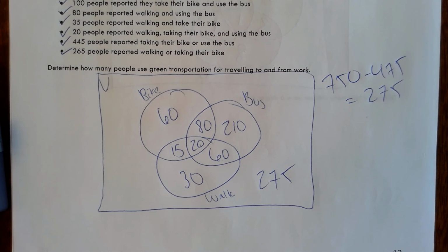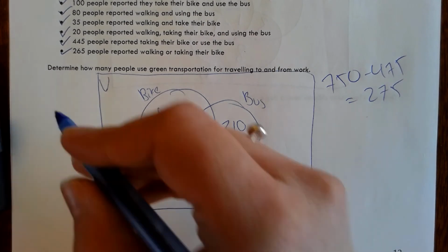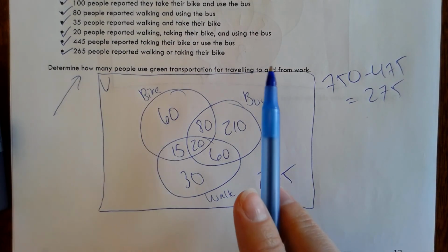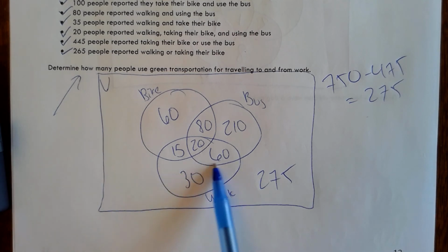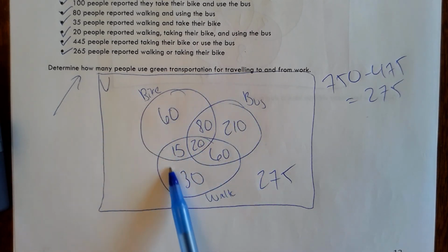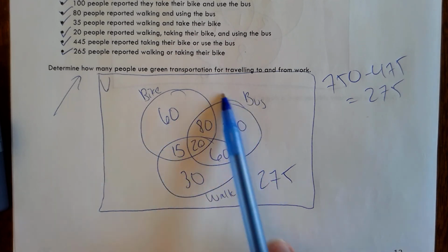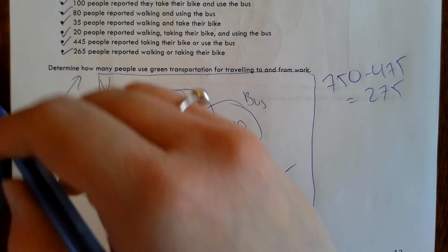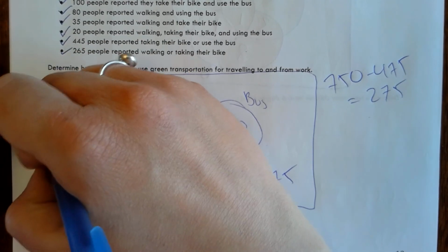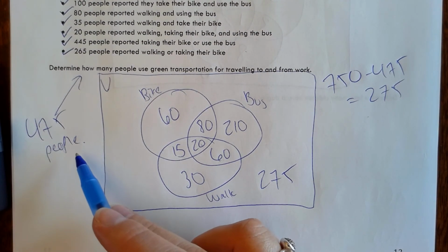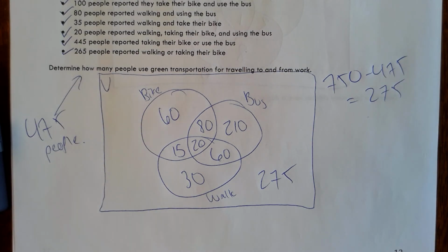Okay, now let's make sure we actually answer the question. Determine how many people use green transportation. So biking, busing, and walking is green. That means they use any one of these things, or maybe they use more than one or whatever. So I'm going to add up all these numbers, and I just did that, which is nice. So I would say 475 people. So this is kind of like my work, and then this is my answer, and I have to make sure I actually answer the question, because I feel like some people just forget to do that sometimes. It's so silly.